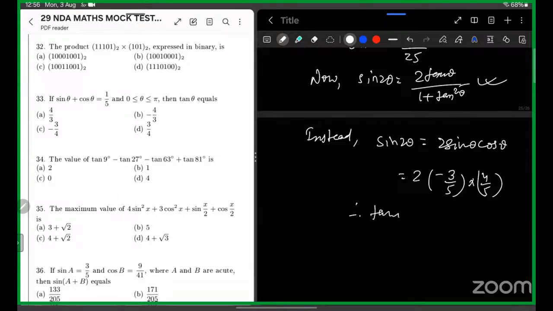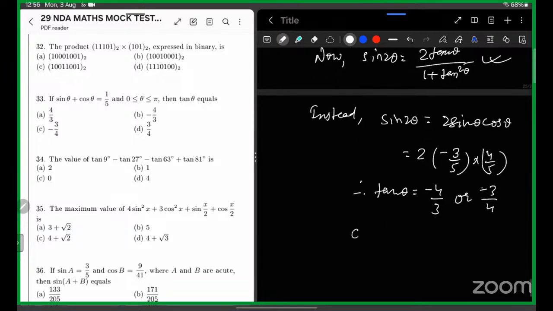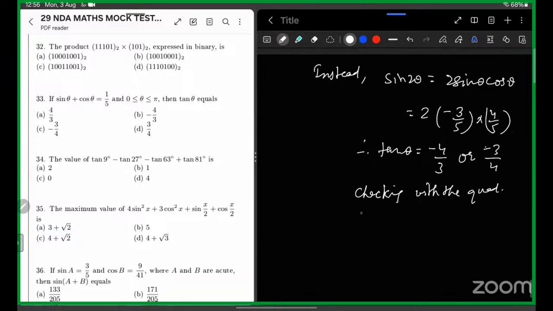Therefore, tan theta can be written as minus 4 by 3 and minus 3 by 4, either of the two could be possible. Checking with the quadratic which is given to us, we get tan theta will be equal to minus 4/3. Next, option B.